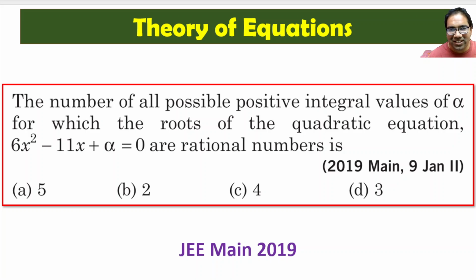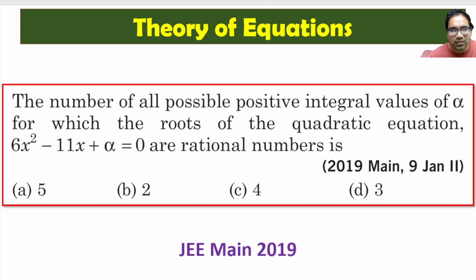Hi friends, here is a very elementary problem. We are given this equation 6x² − 11x + α = 0, and what are all possible positive integral values of α, given that the roots of this equation are rational numbers?